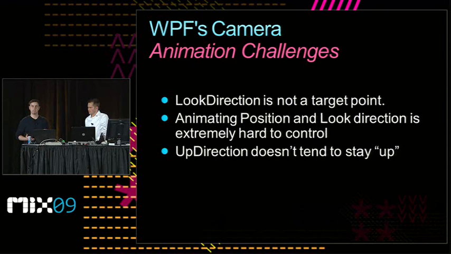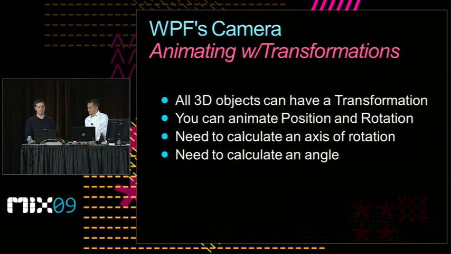Also, the up direction doesn't tend to want to stay up. As you're animating the look direction, the camera could tilt sideways and not quite give us what we were looking for. Animating with transformations is another valid way to approach it. We could move the camera with a transformation, we could rotate it. However, when it comes to looking at an array of seats in front of you to point to where you want to go, you have to calculate an angle from the way you're currently looking and also an axis of rotation. So this also became another very challenging way to approach it.